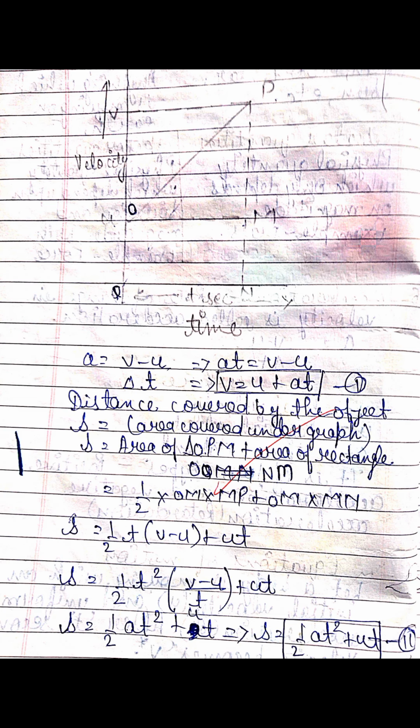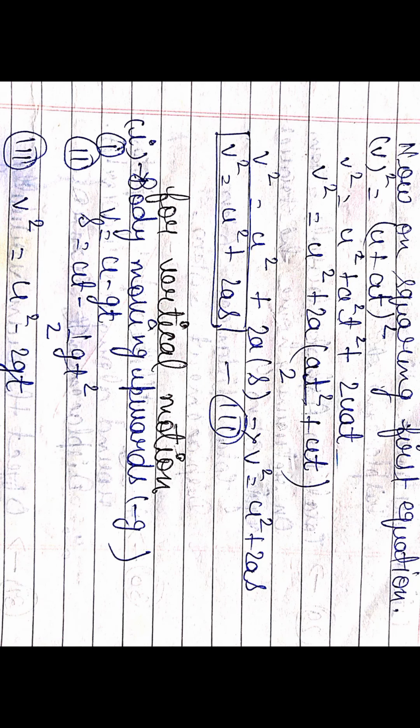Now distance covered by any object, s, is equal to the area covered under the graph. Now we can calculate the total area. It can be calculated by the area of triangle OPM plus the area of rectangle. So this is how the second equation comes: s equals half at square plus ut.